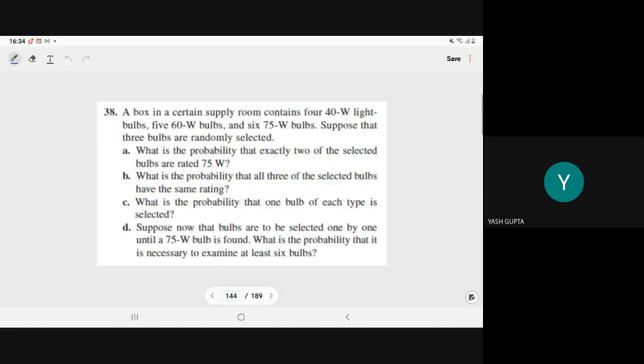Let us have the situation. It is question number 38 plus an extra question. A box in a certain supply room contains 40-watt light bulbs, 60-watt bulbs, and 75-watt bulbs. Suppose that 3 bulbs are randomly selected. We have the 3 types of bulb: 40-watt, 60-watt, and 75-watt, and their numbers are given, and we are choosing any 3 bulbs.